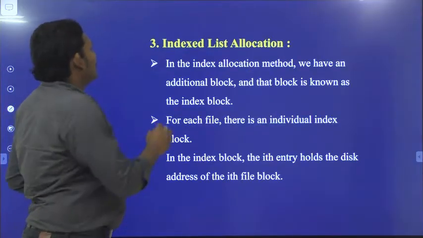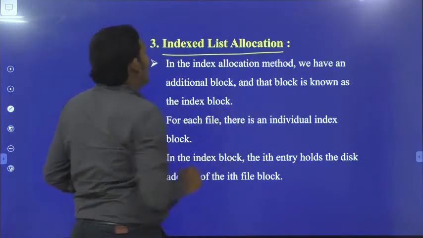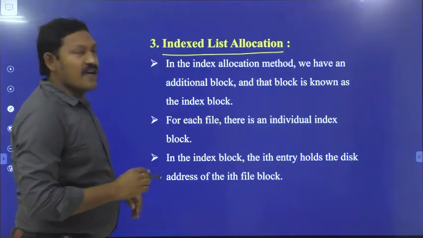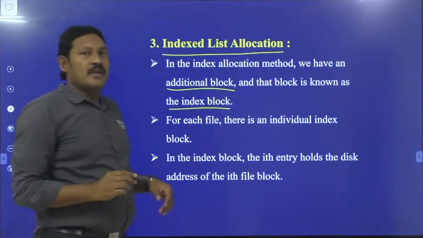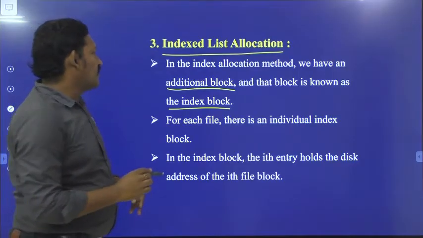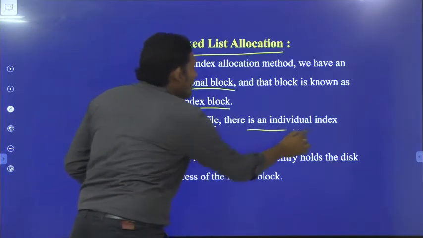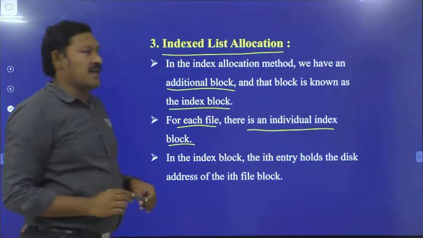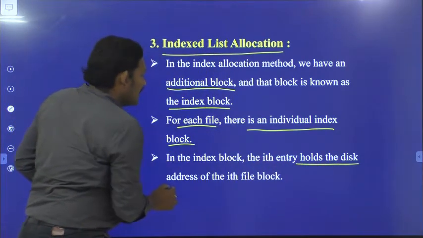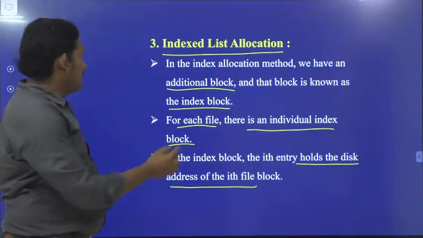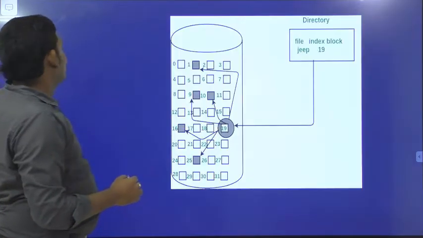So the next one is indexed allocation. Here we have an additional block. That block is known as the index block. So here, for each file, an individual indexing block will be there. It holds the disk addresses of the file's blocks. We will explain that with an example.